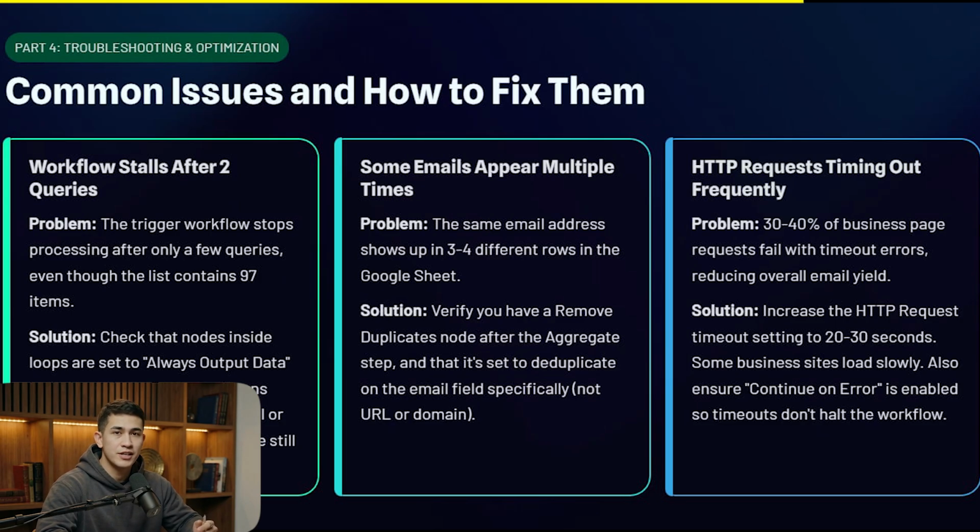And then last but not least, the HTTP request timing out. Typically 30 to 40% of page requests fail with timeout errors, reducing overall email yield, which is fine. You want to increase the HTTP request timeout setting to about 20 to 30 seconds, because some business sites load quite slow, and also ensure continue on error is enabled so a timeout doesn't hold up the workflow.